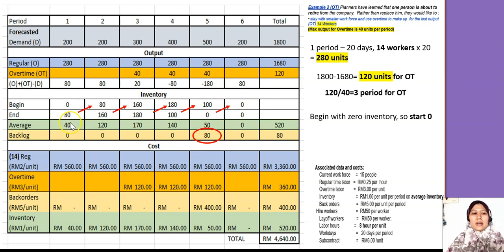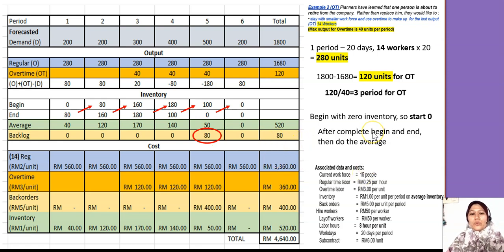Okay, now you can calculate the average. How to calculate the average? Again, begin plus end divided by 2, you get 40. Begin plus end divided by 2, you get 120. So you have to do for all. So you sum up, you get 520. And this one, they only have one backlog, so 80.